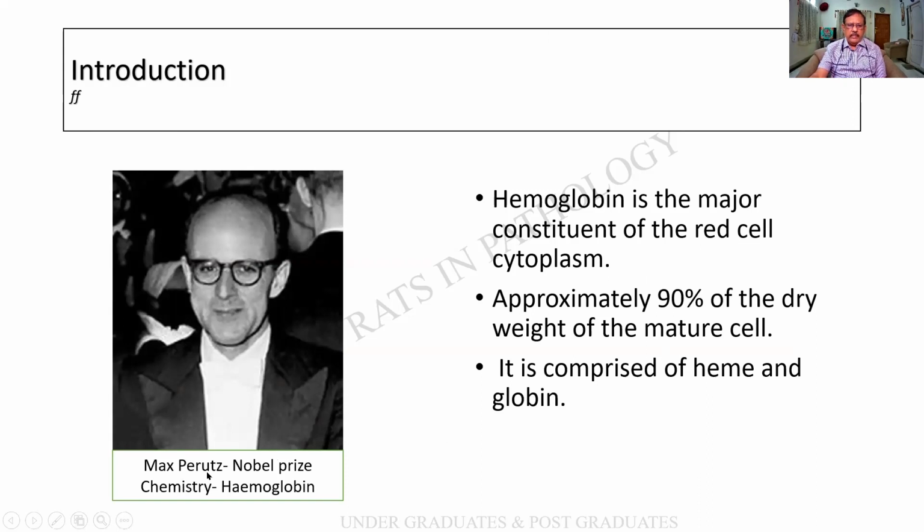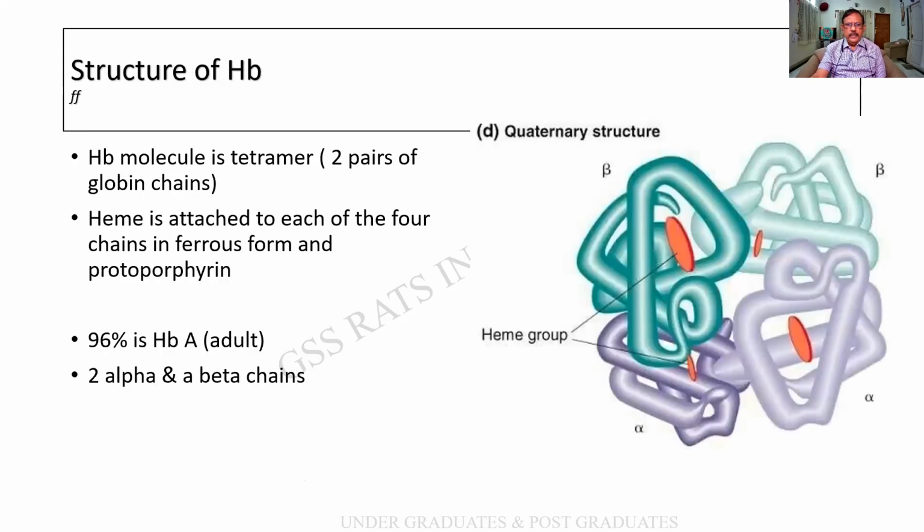Incidentally, this is the gentleman, Max Perutz, who won the Nobel Prize in Chemistry for his identification of the structure of hemoglobin. And this being continued, these are the molecules over here. There are two pairs of globin chains, two alpha chains and two beta chains, and the heme group helps in connecting them. And these are coded for in chromosomes 16 and 11.